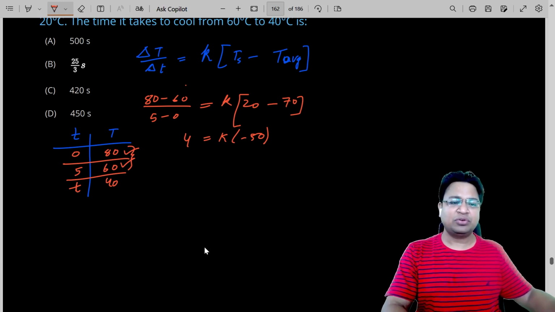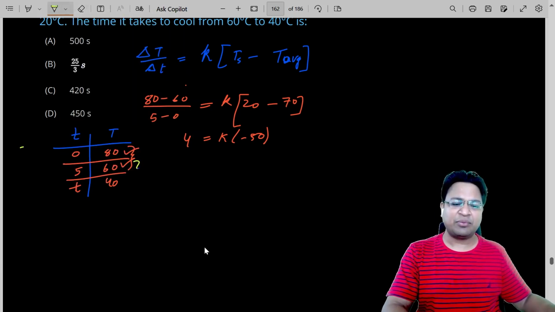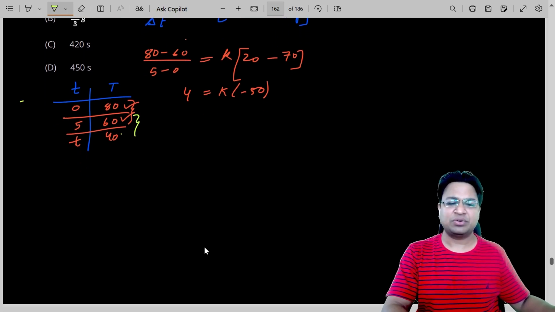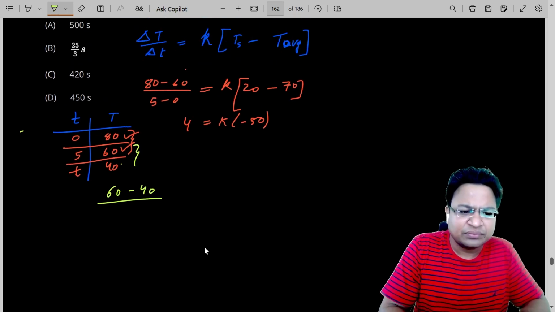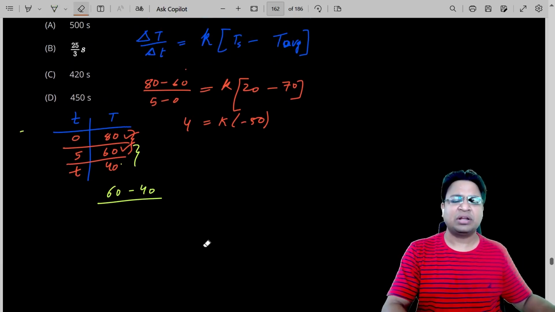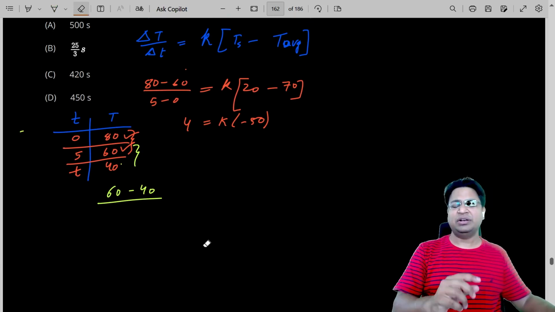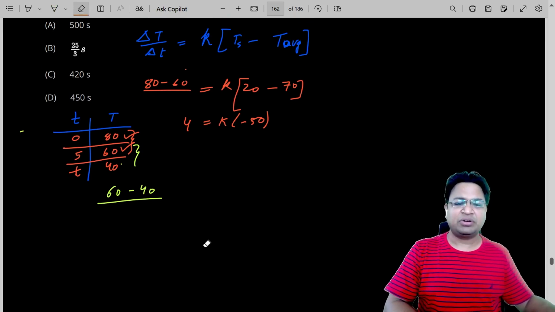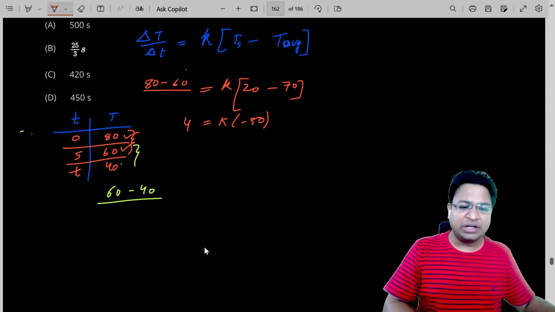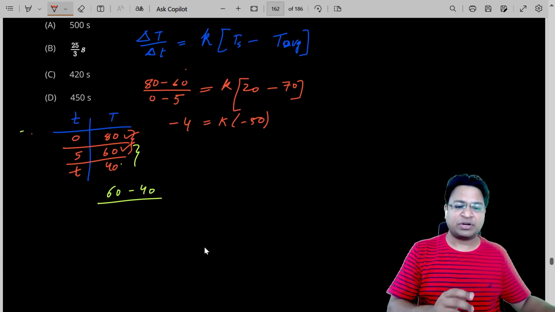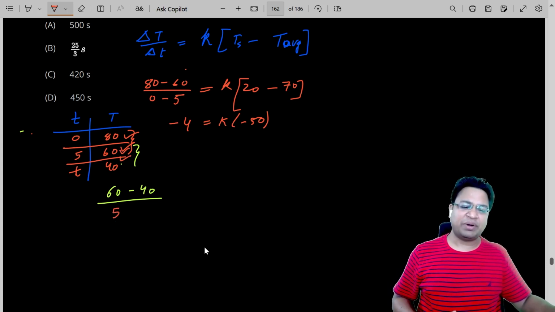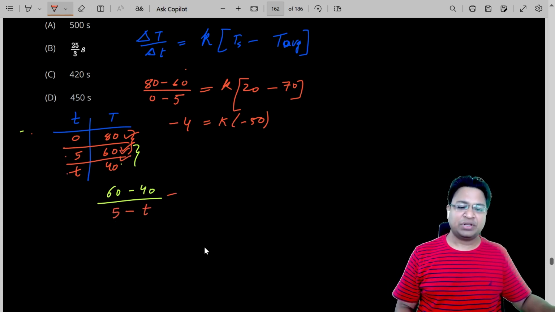Now I'm going to write the equation using the other two data points, and I'm going to follow the same rule, that means the upper minus the lower. So 60 minus 40 divided by here, what did I write? Actually, I made a mistake here. If I commit the same mistake here again, then nothing will happen, but let me not teach you the wrong thing. So I did 80 minus 60 before, so it should have been 0 minus 5, going by the rule I made, which will make it a minus 4, and then the K will become positive. Right now, upper minus lower divided by upper minus lower, 5 minus t, is equal to K.